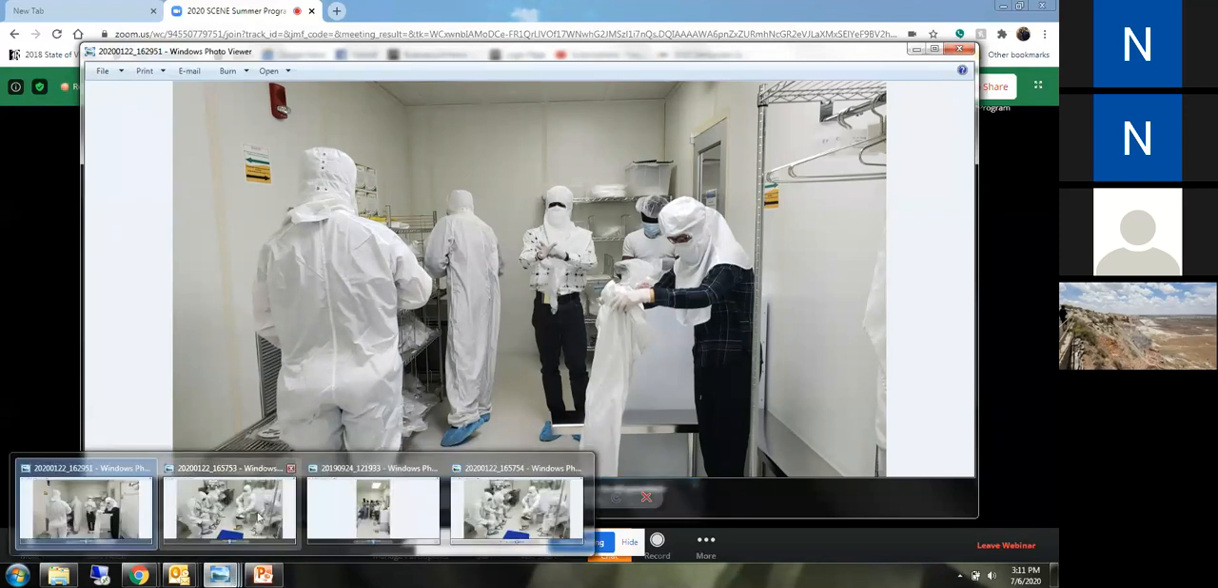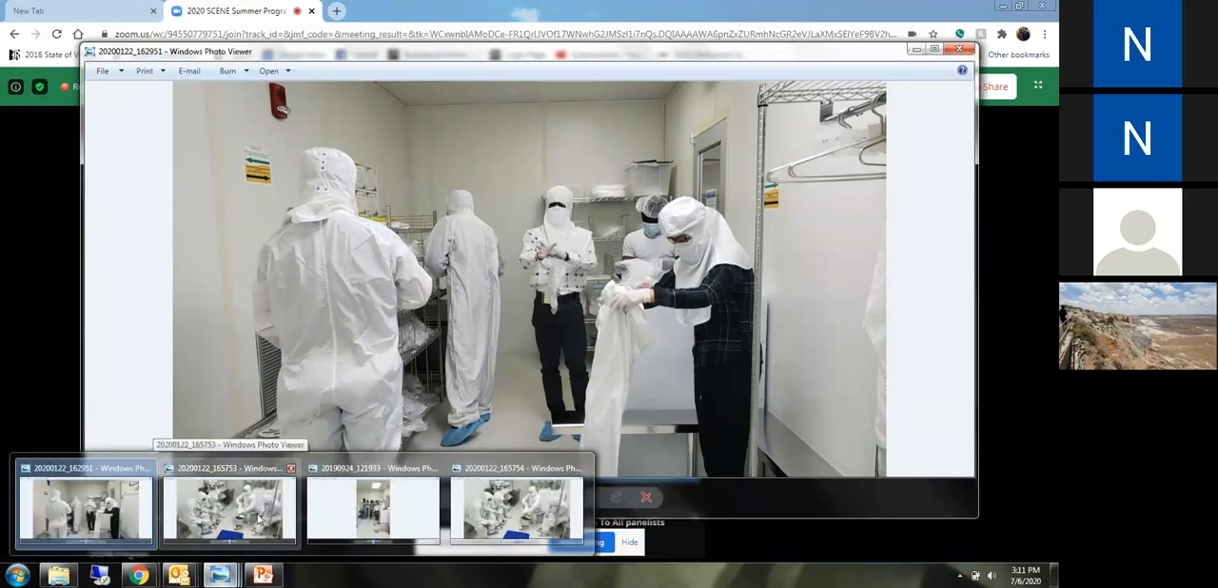All right, so the clean room notebook is especially designed with non-woven paper. Yes, it doesn't generate lint, just as much as the clean room garment itself.